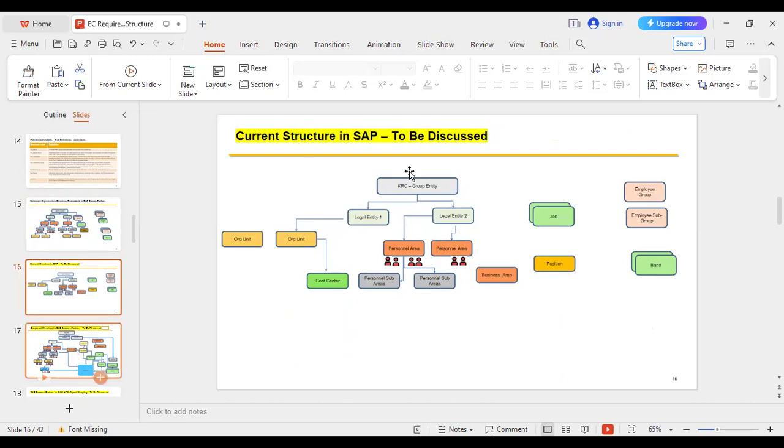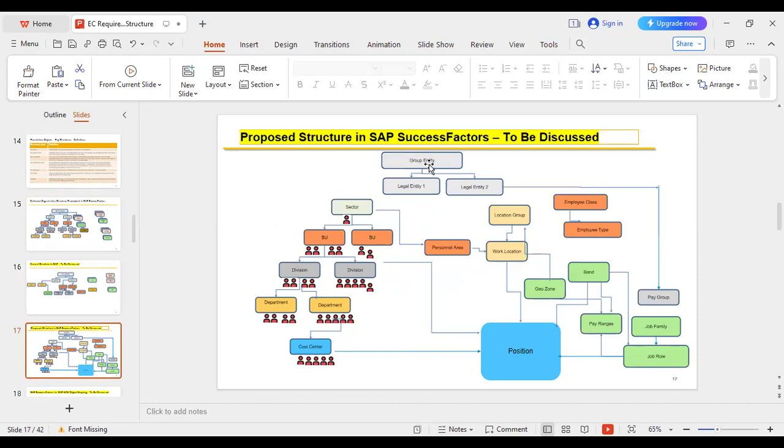Now you are making it in this way: the group legal entity, there are two legal entities which make the group entities there. Okay, these are the sectors they are having. These are the business unit, divisions, department, cost center. Personal area we are not taking, so we are taking it as work locations. These are all related to the position, job families, job roles. We need to be very specific about all these things.